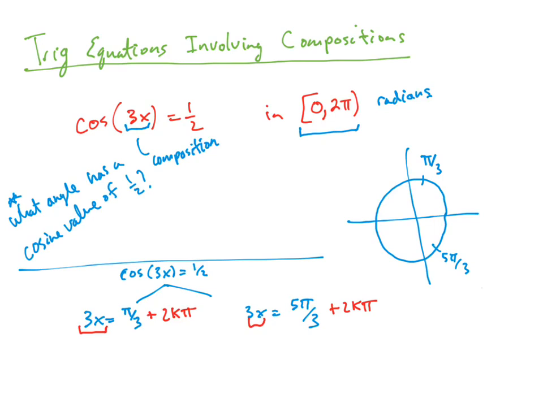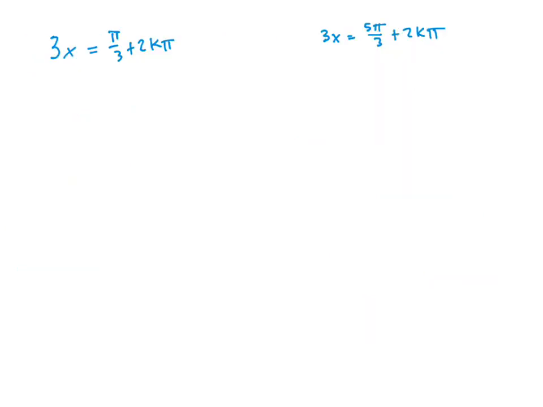Then we need to test values of k to make sure that we're between 0 and 2 pi. So let's go ahead and do that. We'll go through this, and then we'll talk about why we need to add that 2k pi to each equation. To solve for x, I'm going to divide both sides by 3. Pi over 3 divided by 3 gives us pi over 9. 2k pi divided by 3 is 2/3 k pi. And on the right equation, we're going to get 5 pi over 9 plus 2/3 k pi.